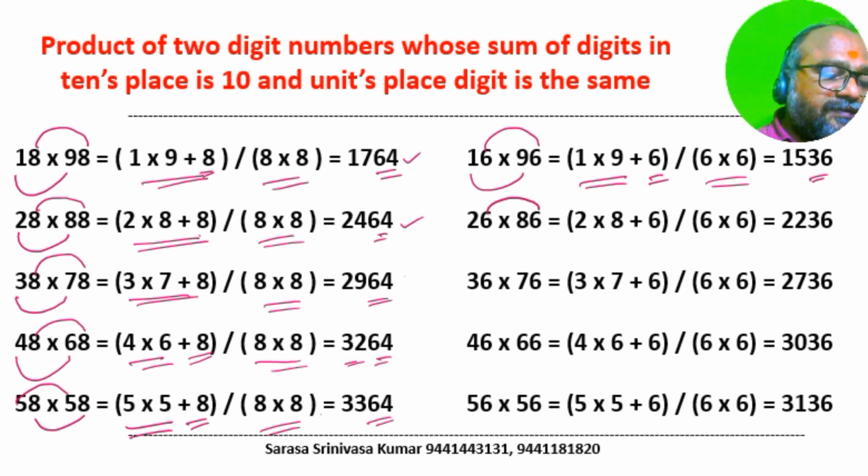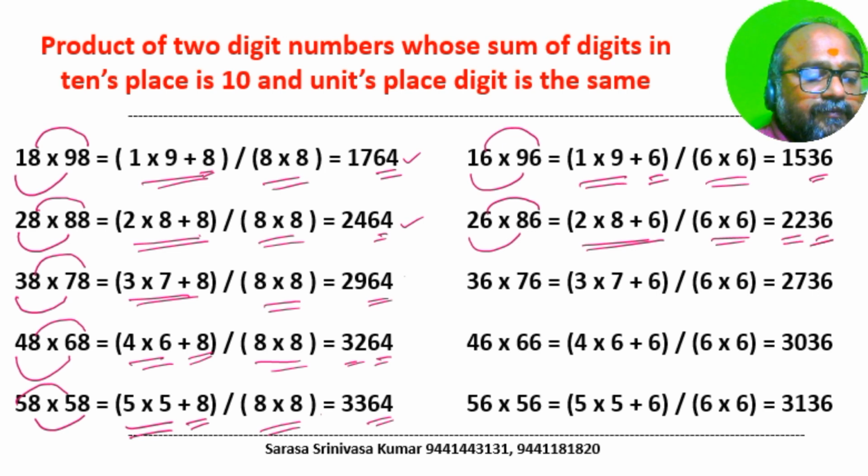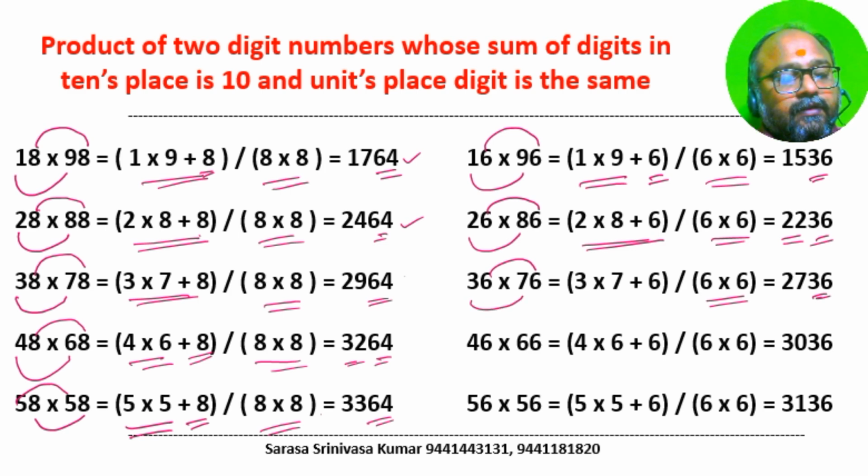Multiply the units place digits 6 into 6, 36. Multiply the tens place digits 2 into 8 and add units place digit 6. We get 22, 36. Multiply the units place digits 6 into 6, 36. Multiply the tens place digits 3 into 7, 21 and add units place digit 6, 27.